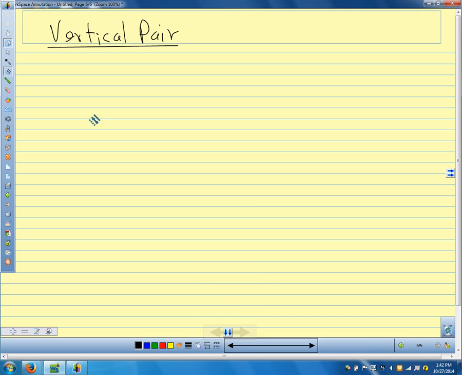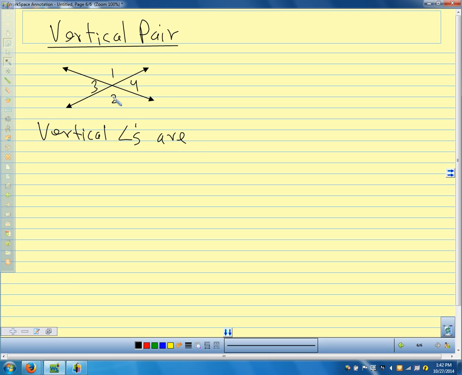So here's our picture for our vertical pair. And if you want, you could label these 1, 2, 3, and 4. And what do we know about vertical angles? 1 and 2 and 3 and 4? Complementary, supplementary, intersecting, congruent. There we go. Vertical angles are congruent.